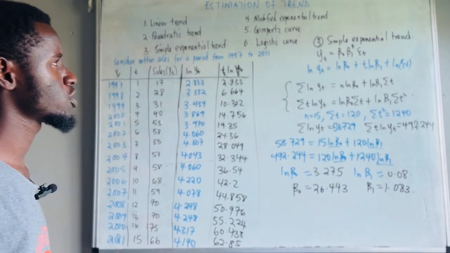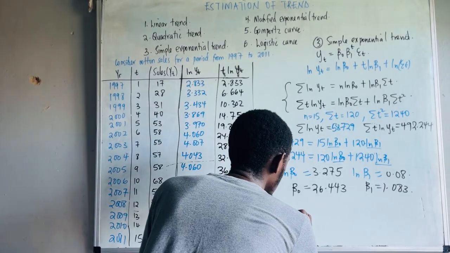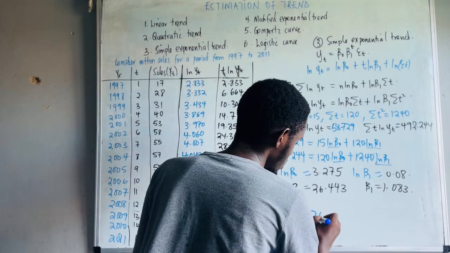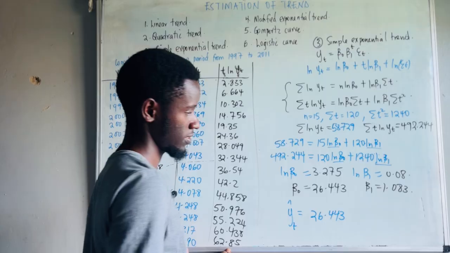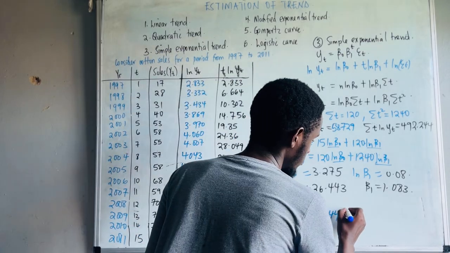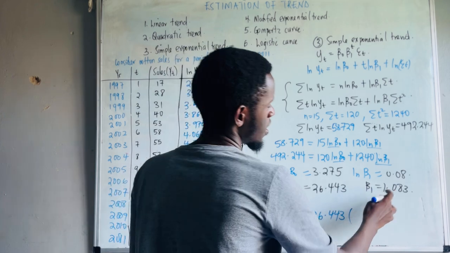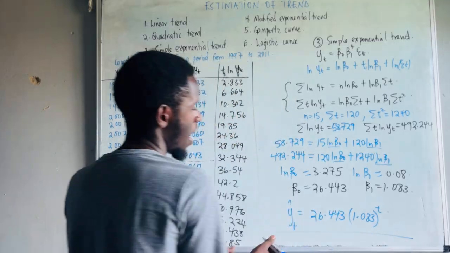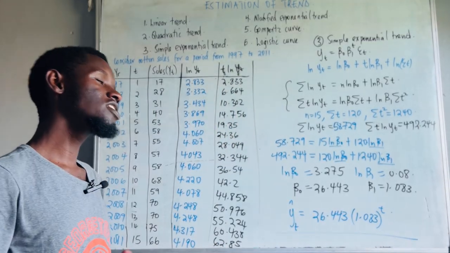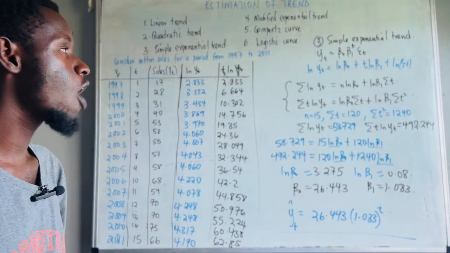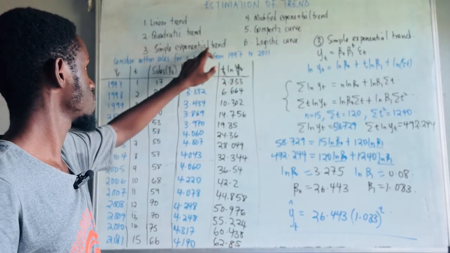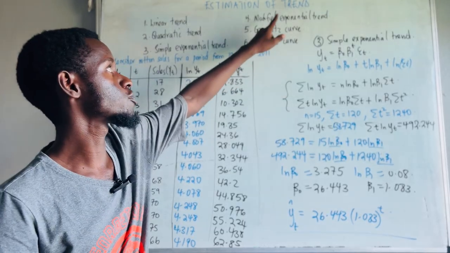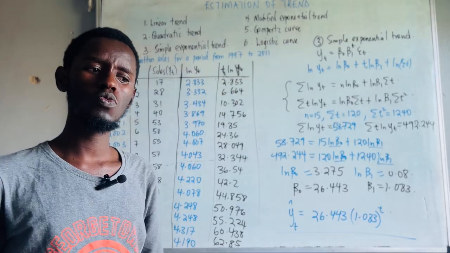if I press the shift key, I'll have 1.08 like that, and then to find my simple trend, b naught is going to be 6.44, into beta 1 is 1.83, and then this is going to be my exponential trend. Now I'm able to see how we find the simple trend and simple exponential trend.